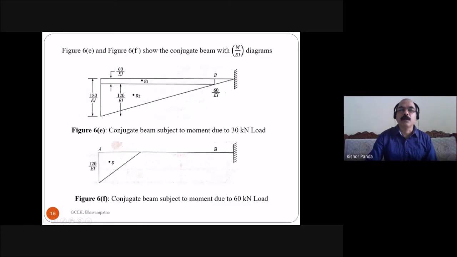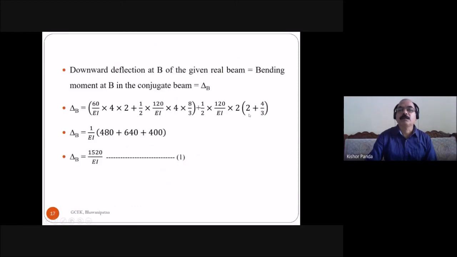Then you have to take the centroidal distance. From this to this, the length is 2 into 2 by 3, so from this to this is 4 by 3. And from this to this is 2 meter. So 4 by 3 plus 2. After simplifying this one, the downward deflection at B is equal to 1520 by EI.